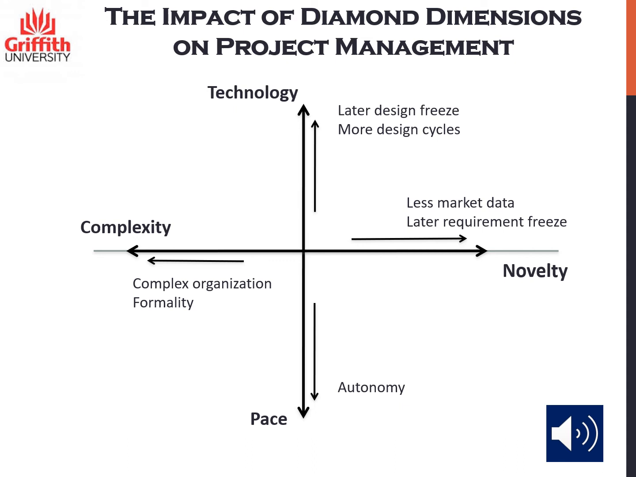Complexity of projects, on the other hand, affects the organization and its procedures. This means that the more complex the project, the more complex the organization of the project, the higher the level of formality of procedures to organize the project. And the pace means that a faster pace requires greater autonomy of teams in order to work on your project.